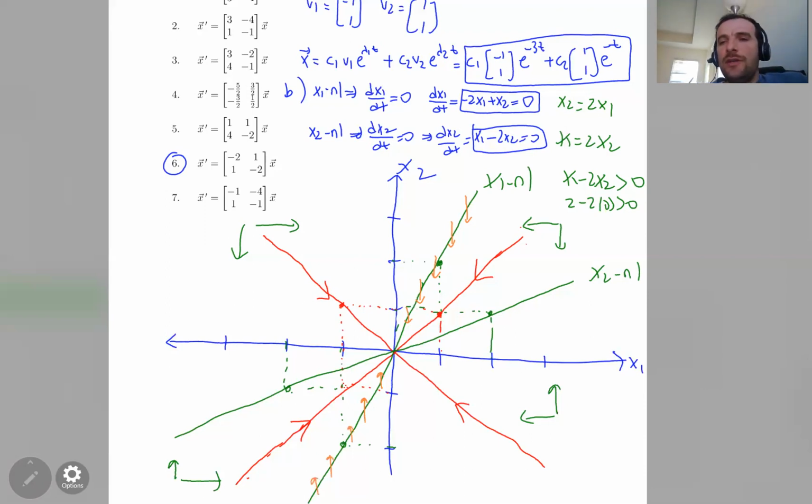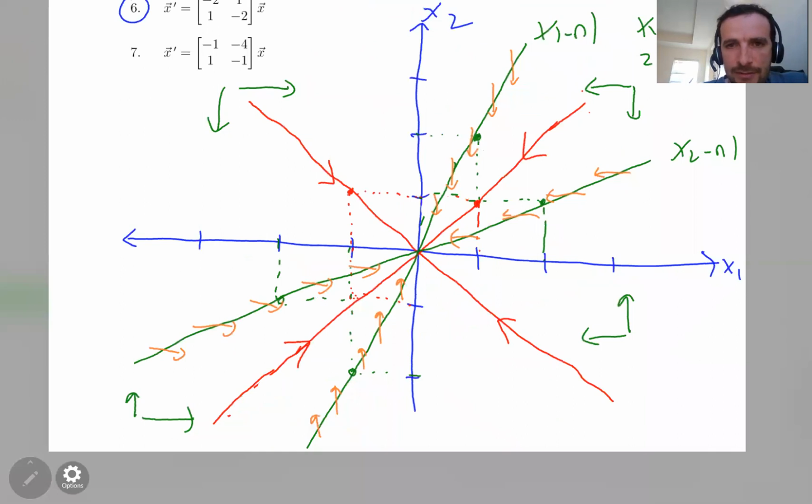Similarly, on the x2 null line, arrows are horizontal because x2 is not changing, only x1 is changing. On this part of the null line, it is pointing towards the left, and here it's pointing towards the right. Okay, cool. I got all the arrows. Let me make it bigger. Now we're going to fill the rest, the remaining part.